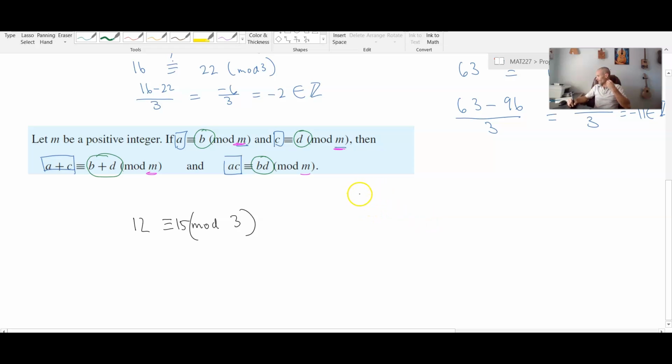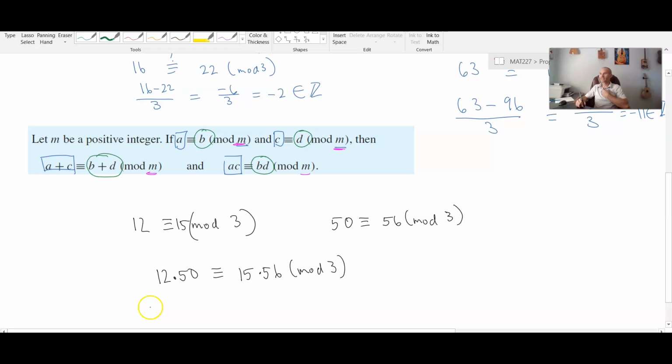Also, we could say that 50 is congruent to 56 mod 3. And the reason that statement is true is because 50 minus 56 is negative 6, and negative 6 divided by 3 is negative 2, and negative 2 is an integer. But what this second property allows us to state is that if we wanted to find the congruence of two larger products, in fact, if we took 12 times 50, that is in fact congruent to 15 times 56 mod 3.